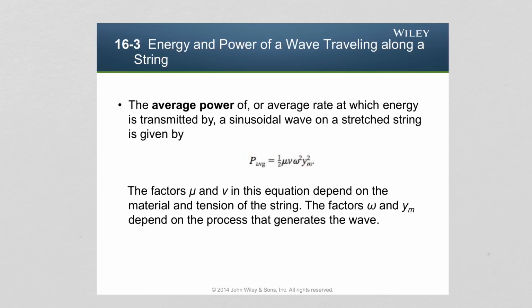Notice that the linear mass density and the wave speed depend on the physical properties of the medium in which the wave propagates, so mass per unit length and tension, while the angular frequency and the amplitude depend on the process that generates the wave, so the generator of disturbances in the medium.